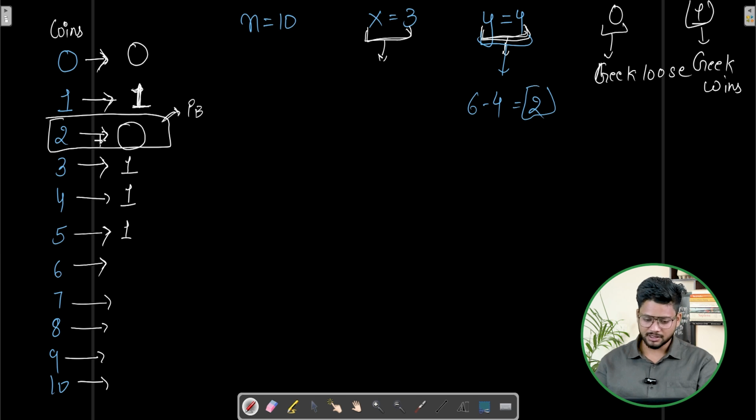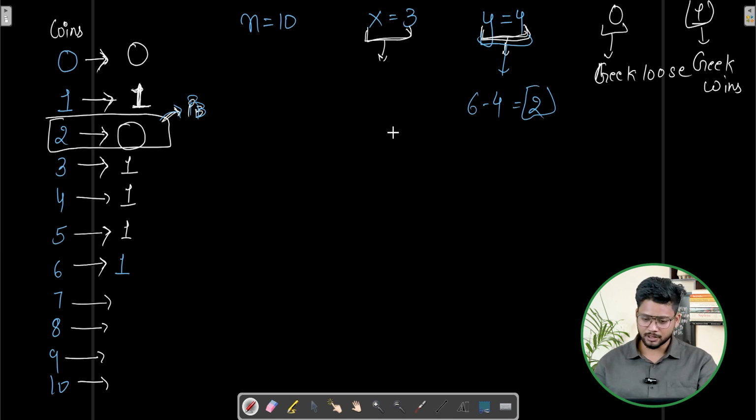If we have 2 coins, then Geek will start, the player B will start, the friend of Geek will start. But if we have 2 coins, player B will lose. So who is going to win? Player A. So if we have 6 coins, then also he is going to win. Okay, let's understand it for 7 as well.